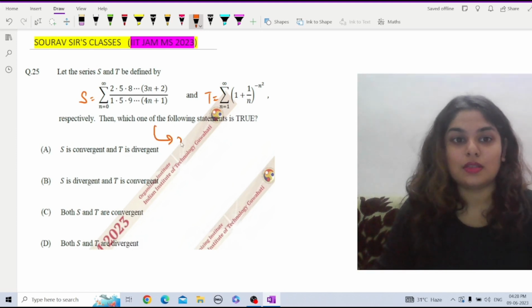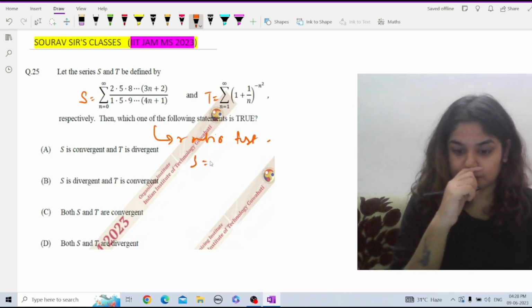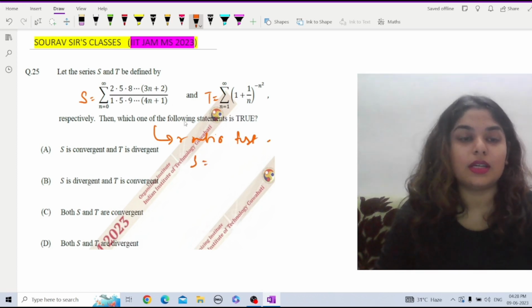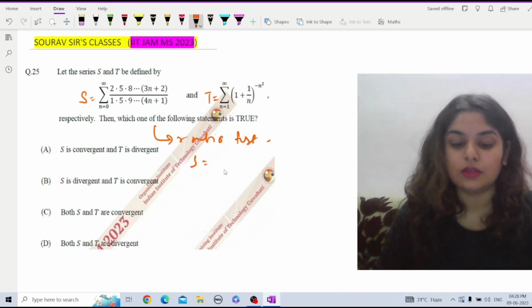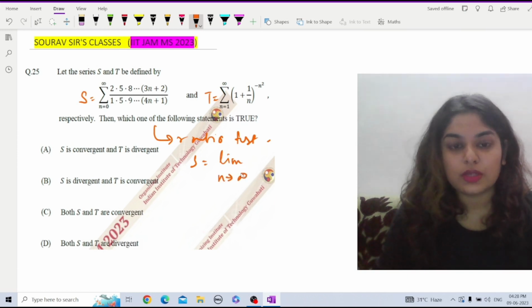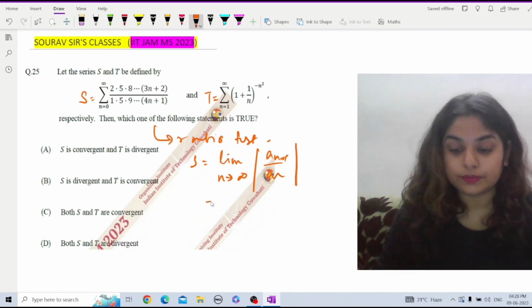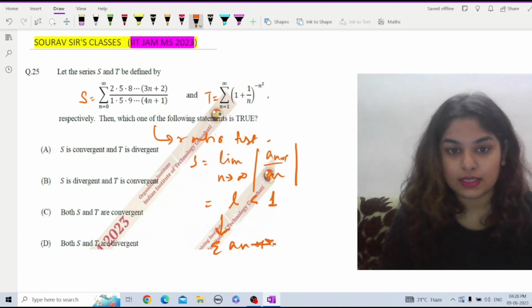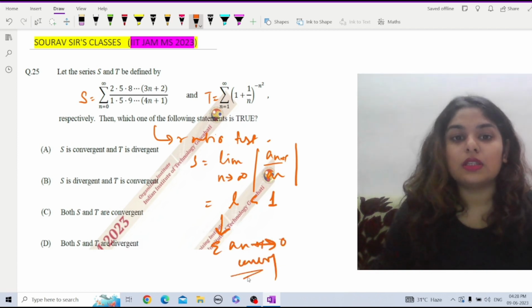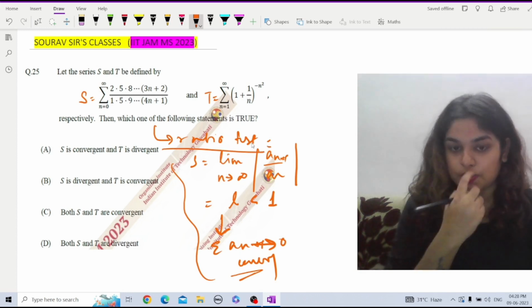Now, in order to test the convergence and the divergence, we will go for the ratio test. The formula is: limit n tends to infinity of mod of a of n plus 1 by a n is equal to L, and if this is less than 1, then the summation of a n is convergent. So this is the formula for convergence according to the ratio test.